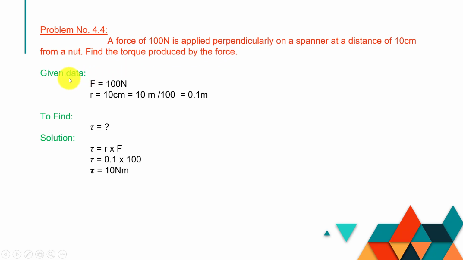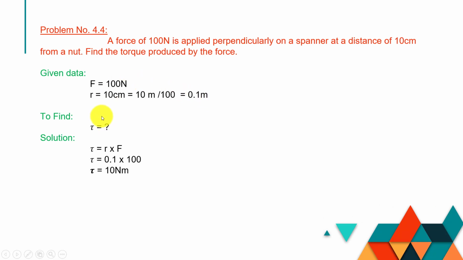So firstly we will write the given data as we are given a force of 100 Newton. So we will write it as F, which is equal to 100 Newton. Secondly, we are given the moment arm of 10 cm. So we will write it as r, which is equal to 10 cm. Firstly, we will convert it into meter. So 10 divided by 100, which is equal to 0.1 meter.